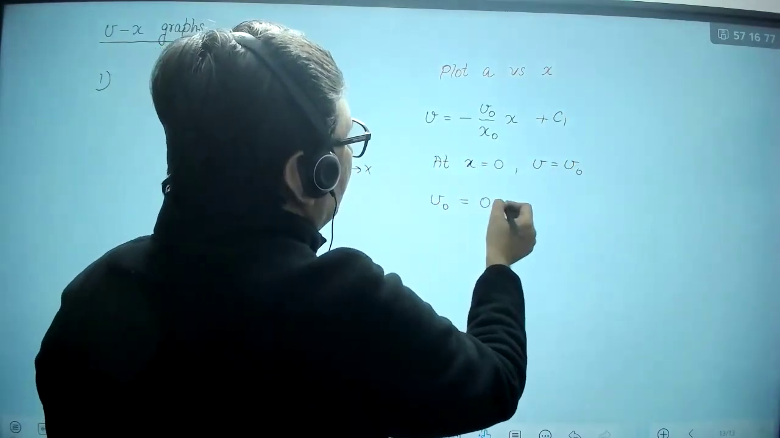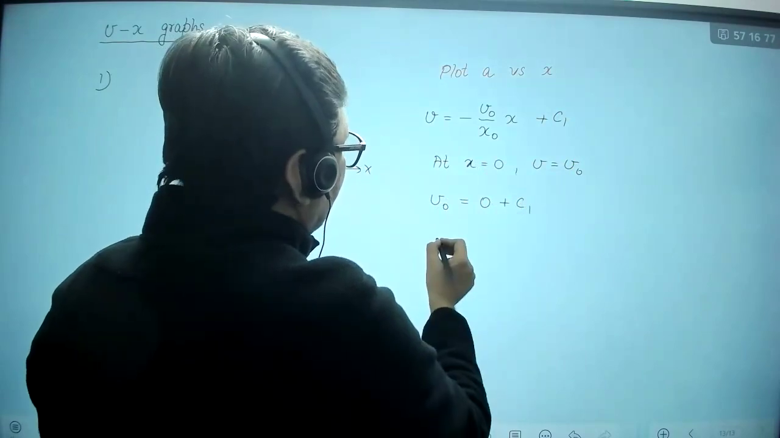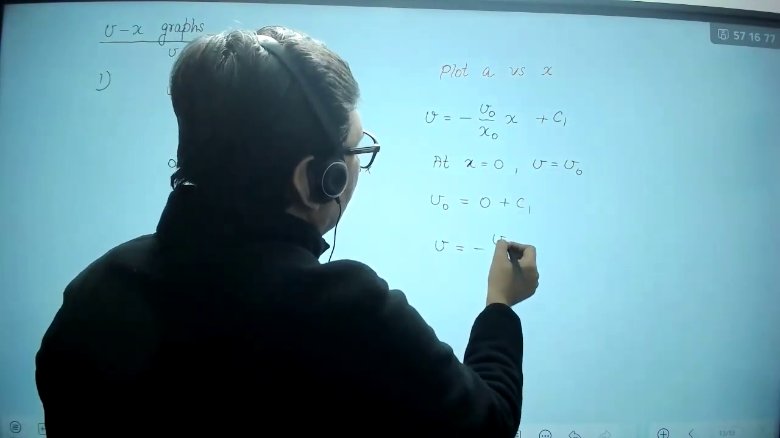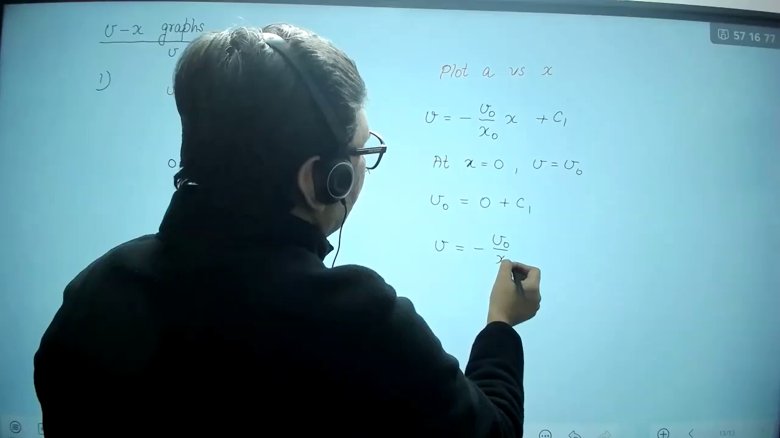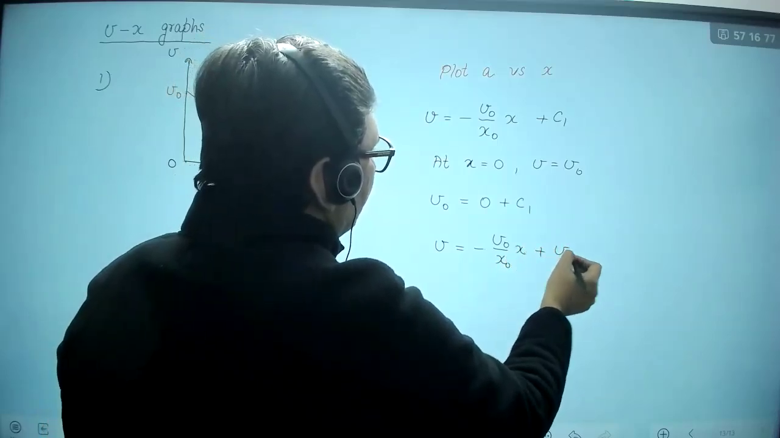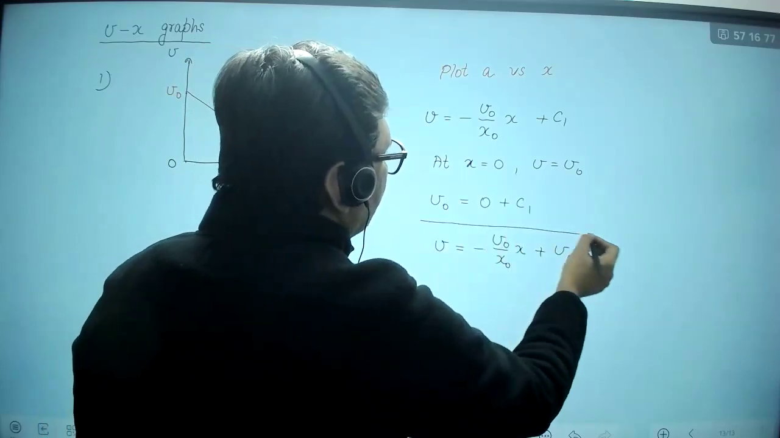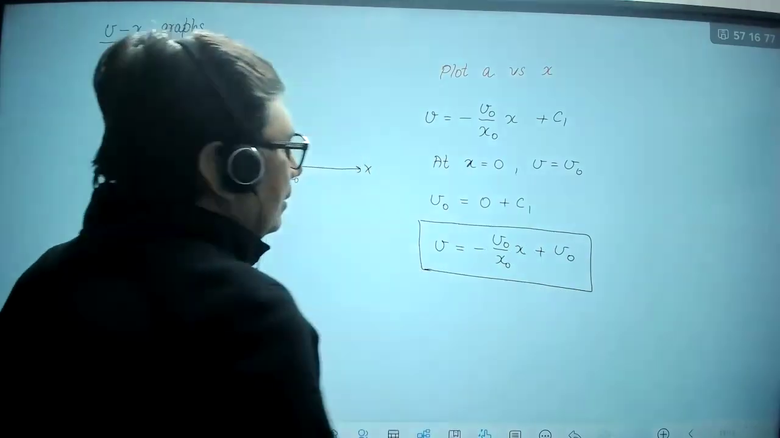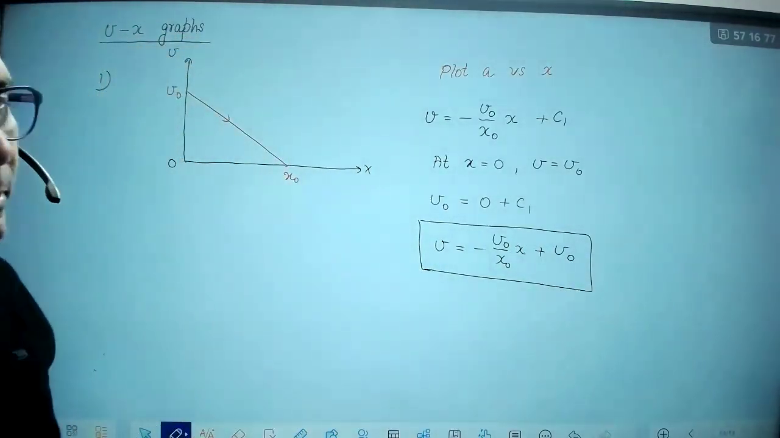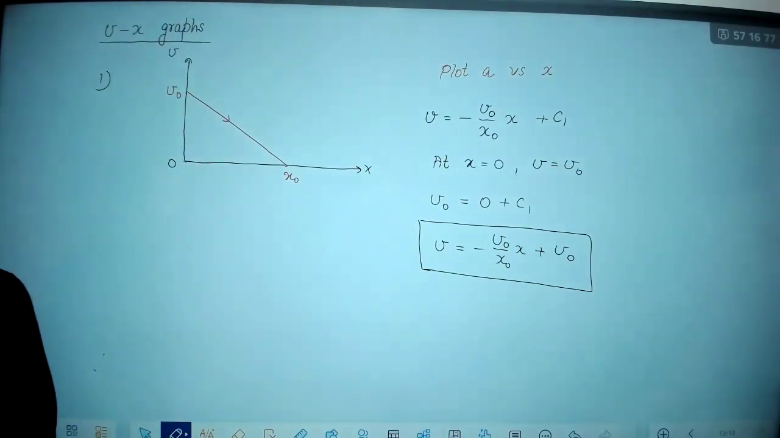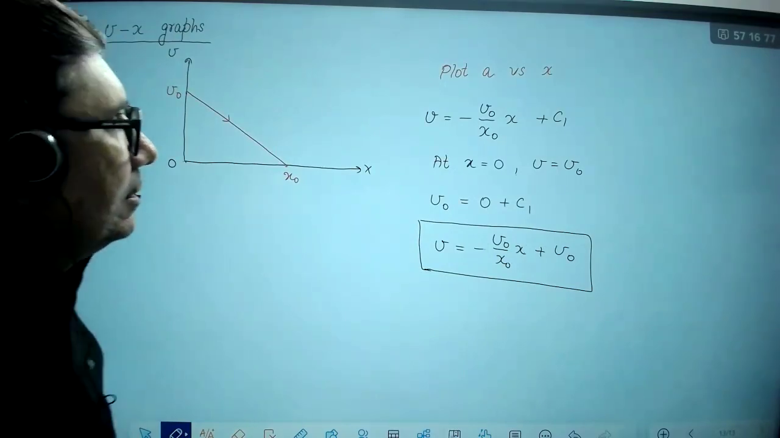And this will be 0 plus C1. So my plot will be this: v will be equal to minus v naught upon x naught into x plus v naught. So first I write the equation for this line, whatever line or plot is given. In this case, first I have written this one. Now I need acceleration.